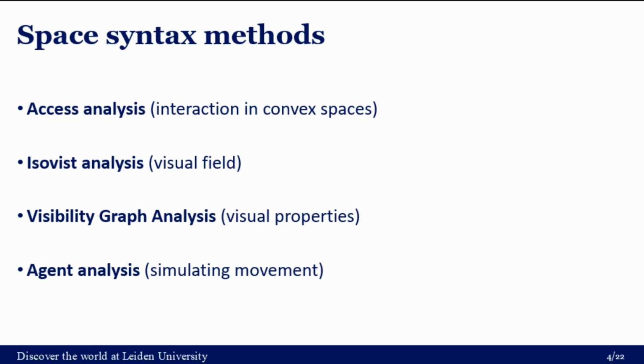First, we have axis analysis. This allows us to study interaction in convex spaces. Then we have isovist analysis, which allows us to study the visual field from a single point in space, which is very similar to viewshed analysis. And then we have visibility graph analysis that allows us to study the visual properties of all spaces, so you generally get averages for every single space. And lastly, agent analysis, also known as agent-based modeling, which is used to simulate and study pedestrian movement.